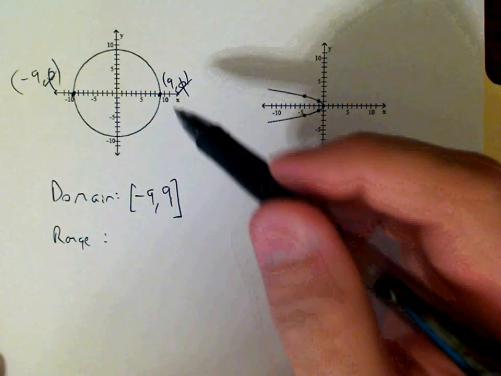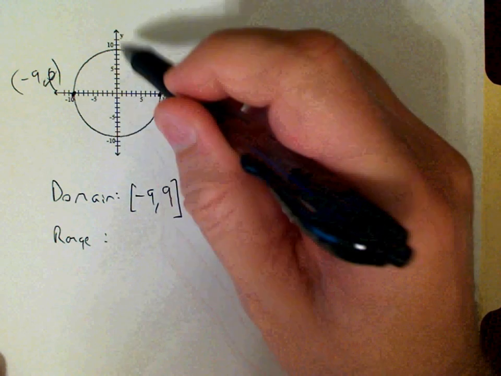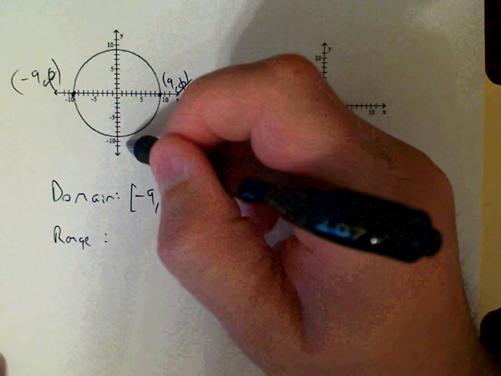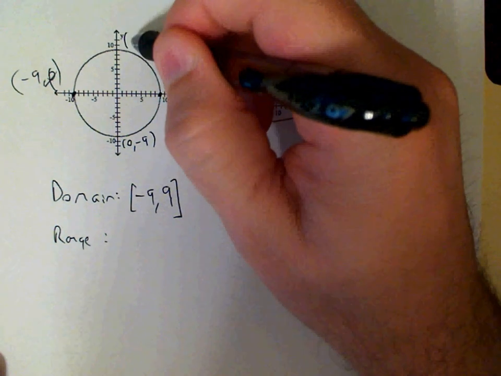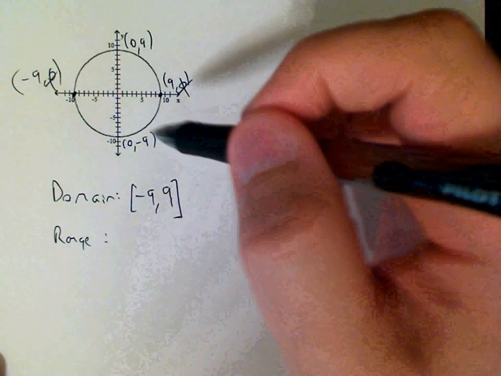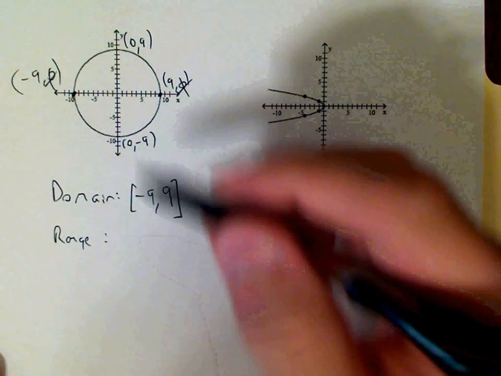Now the range, I'm going to go down to up. So how far down is it going? Looks like 0, negative 9. How far up is it going? Looks like 0, positive 9. Since I'm doing range, I'm doing y values, which means I don't care about these x's.